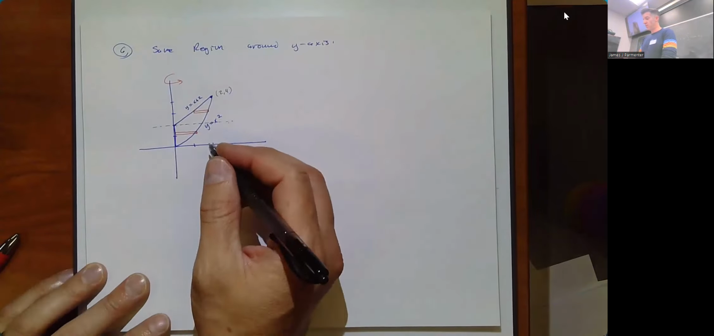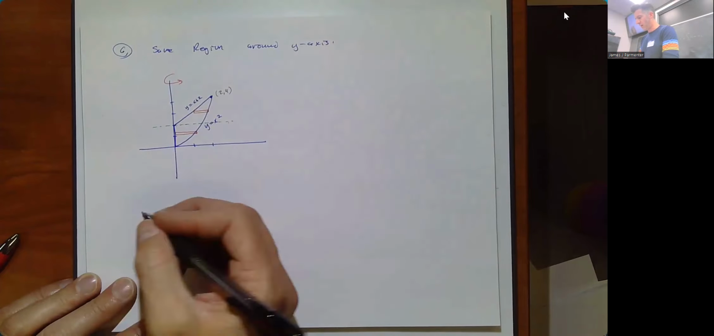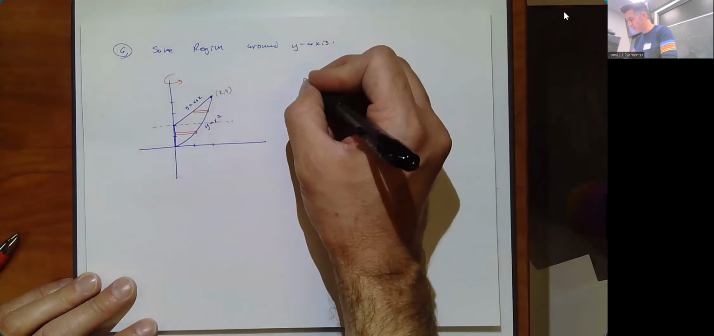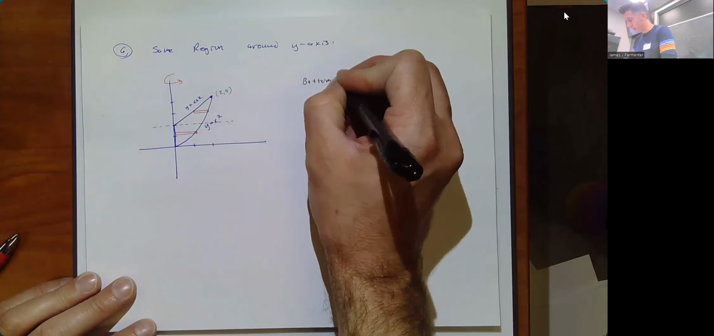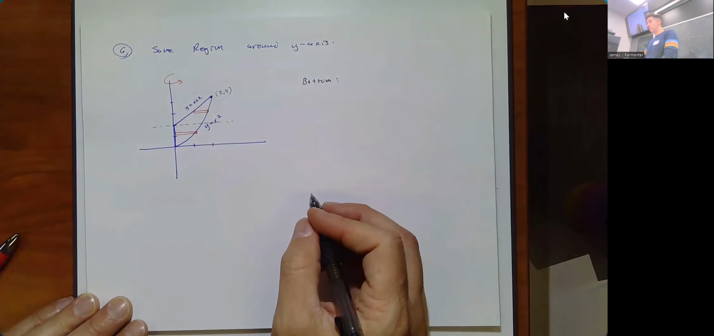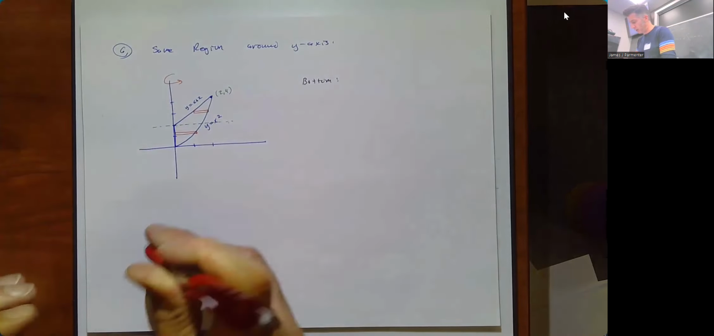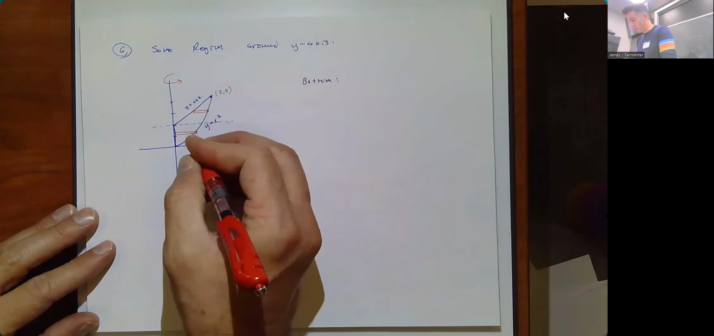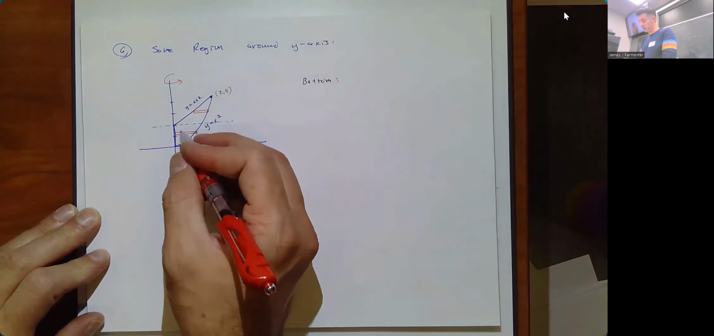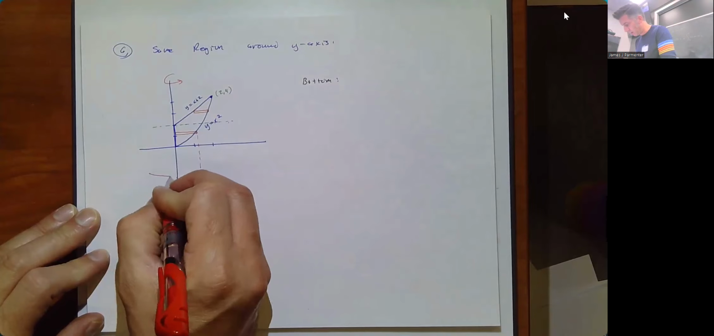So here, let's look at the bottom part first. So the bottom part, I'm actually going to just get to use the disk method, right? If I'm looking at this bottom thing here, I'm just rotating this strip, which is flush with my axis of rotation, around the y-axis.